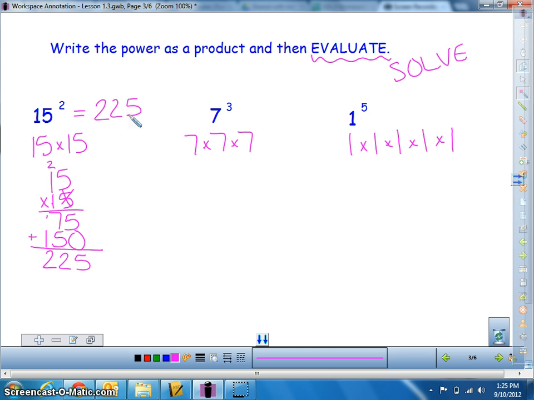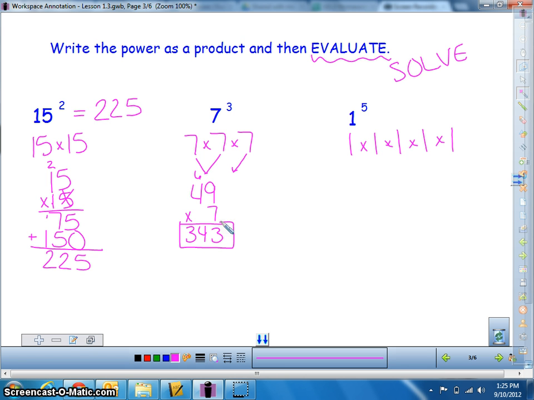7 cubed. We already said it means 7 times 7 times 7. So start with just one pair. What is 7 times 7? If I know my facts, 7 times 7 is 49. And now I still need to take it times 7 one more time. So 49 times 7, 7 times 9 is 63. Put the 6 up. 7 times 4 is 28. Plus 6 gets me to 34. 343 is what 7 cubed is equal to.